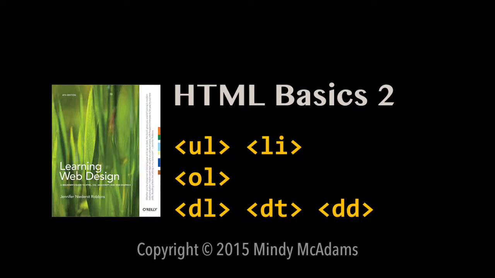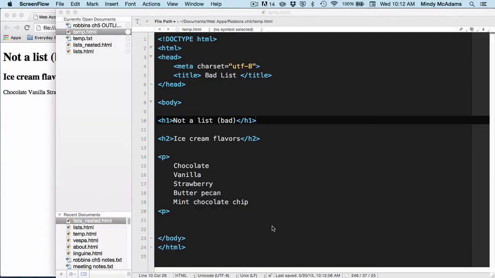So this episode of the videos is all about lists in HTML. And there are three kinds of lists, but first we're going to learn how to not make a list. How people think that this is an easy way to make a list, but it's wrong.